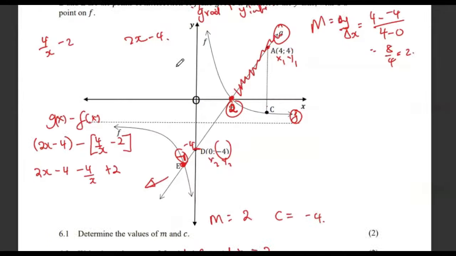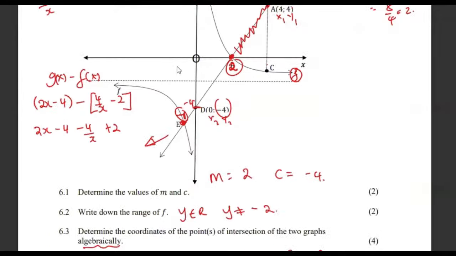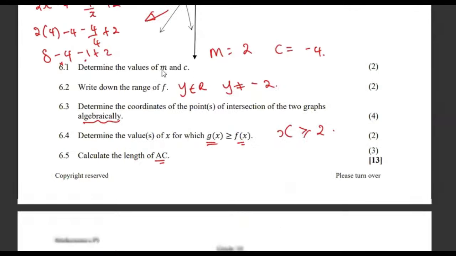All we have to do is replace x with the x value along this line, which is a 4. So it's 2 times 4 minus 4, minus 4 over 4 plus 2. So 8 minus 4, minus 1... Simplify this. That's a 4 minus 1, which is a 3. 3 plus 2, which is 5. So that's going to give us just 5 units.